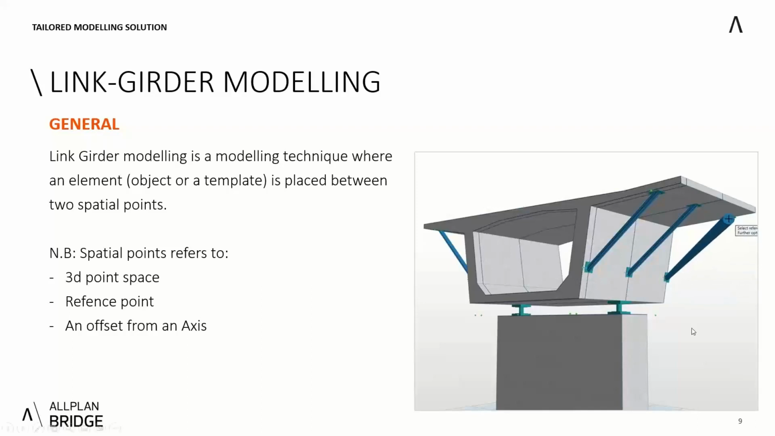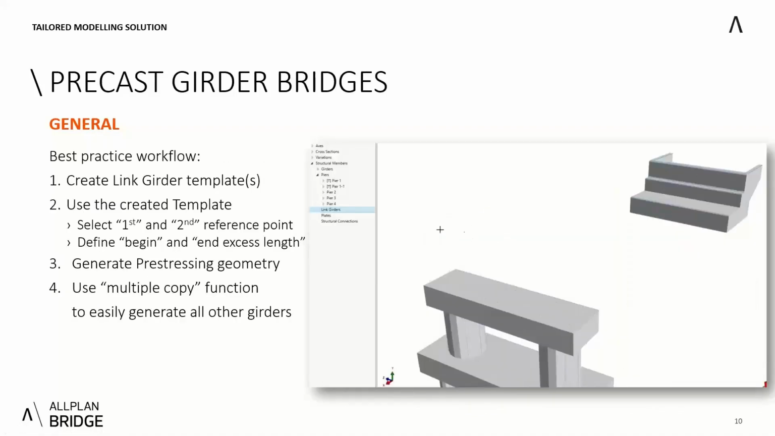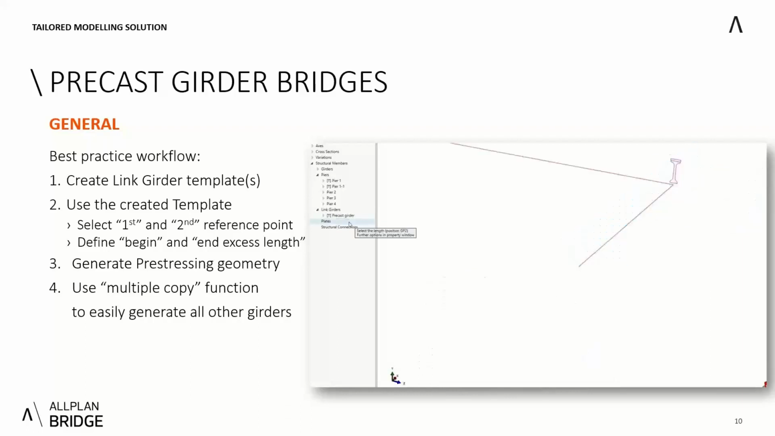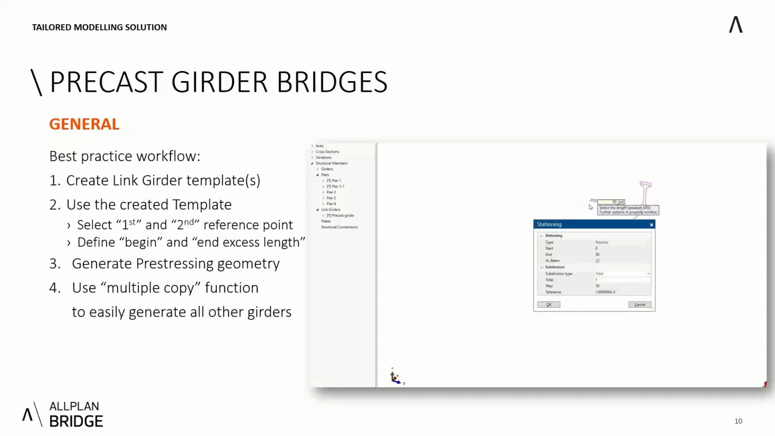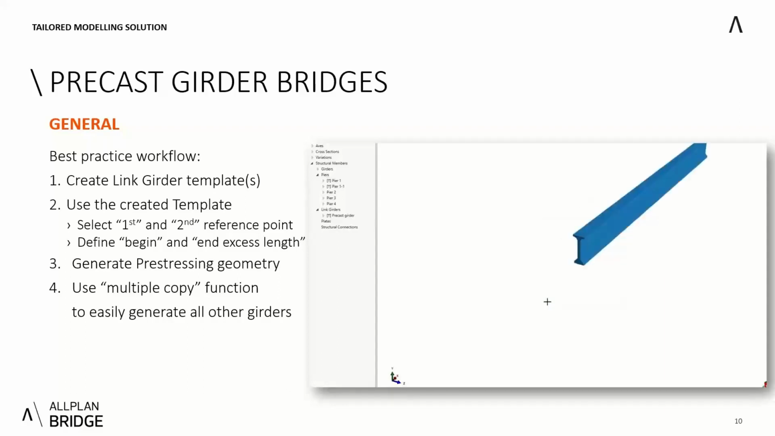Depending how you define these spatial points, it could be from an axis or it could just be based on the cross section that you have. Before I jump to the use case, just to show you the workflow practice here, for example, we created a girder as a template, and this girder is the object that we want to place. This is just a girder to show an example, but it could be any element.